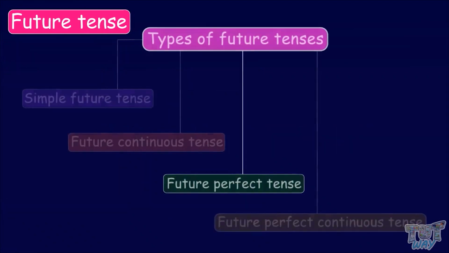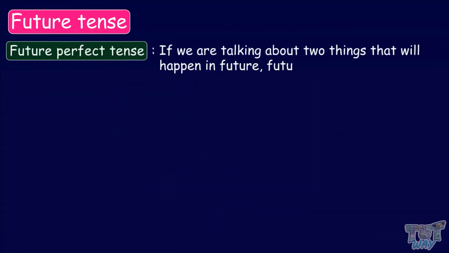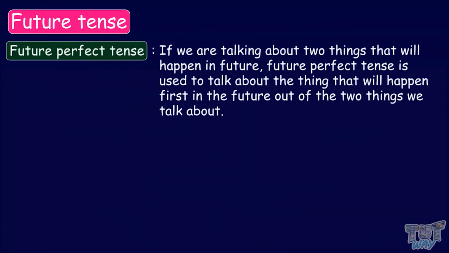Now let's learn about future perfect tense. If we are talking about two things that will happen in the future, future perfect tense is used to talk about the thing that will happen first in the future out of the two things we talked about.